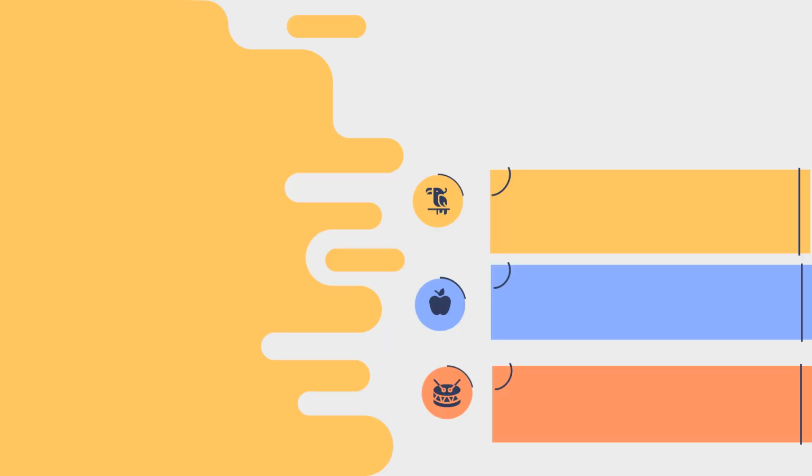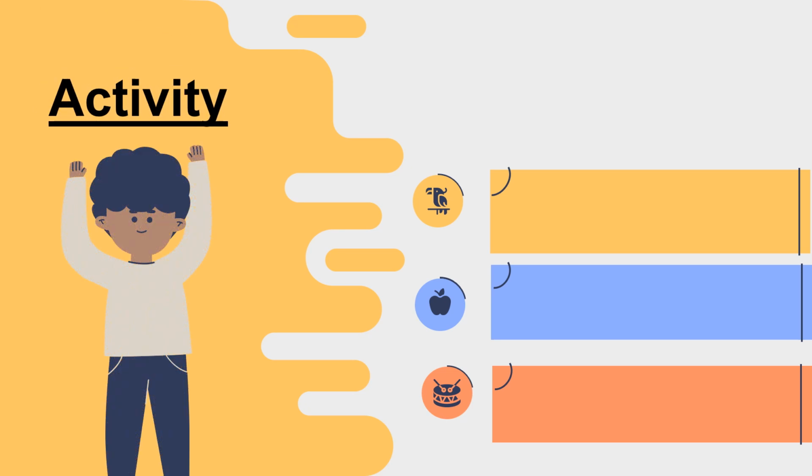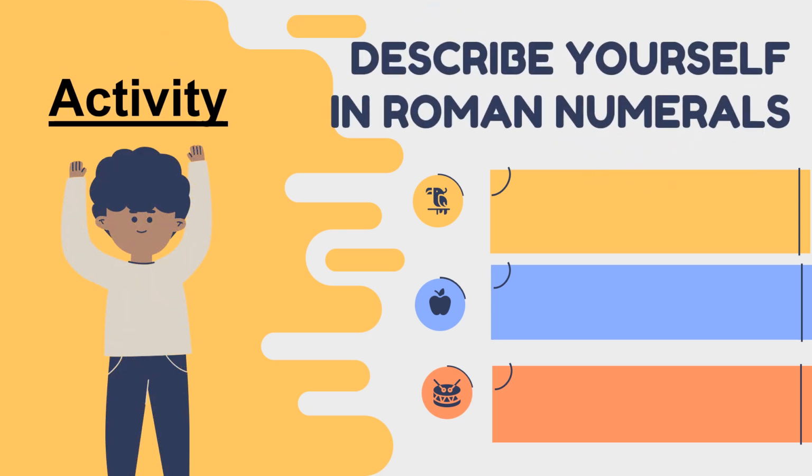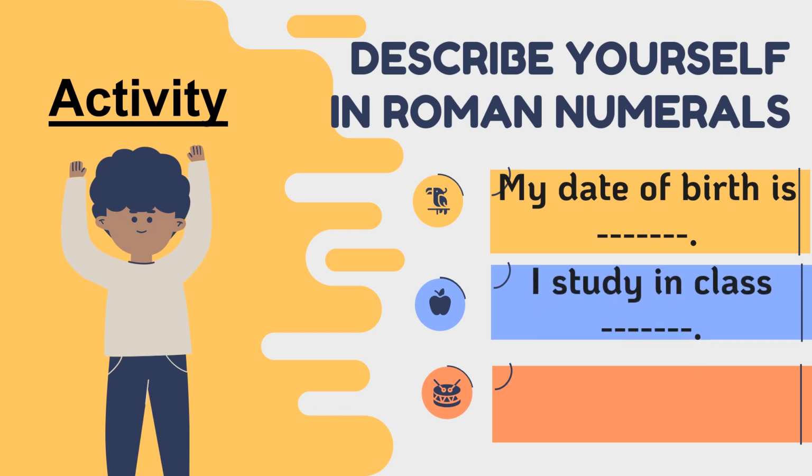Children, I hope you will enjoy by doing this activity. Here you need to describe yourself in Roman numerals by filling the fill-ups given. My date of birth is dash. I study in dash class. I am dash years old. Okay, children, complete it in your notebook.